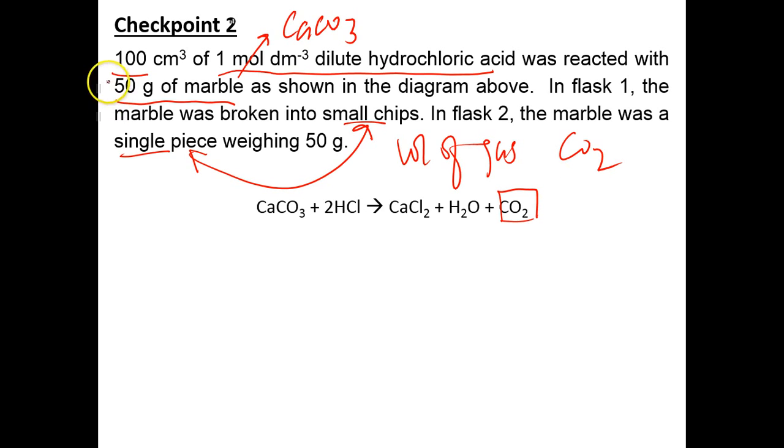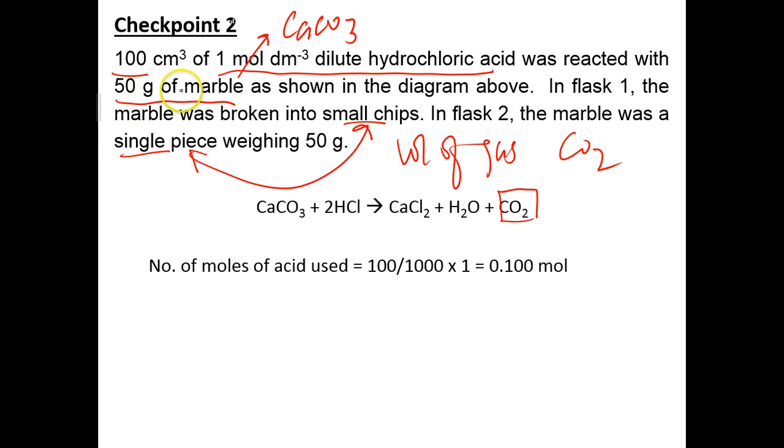And we have enough information to calculate the limiting reagent as well. So what is the mass of marble? 50 grams. What is the concentration of acid? 1 mole per dm³. We have 100 cm³. So the number of moles of acid we have is 0.100 moles. This is volume times concentration. The volume is in cm³, the concentration is in dm³, so you must divide by 1000 to convert the cm³ into dm³ first. So we get 0.100 moles of acid.